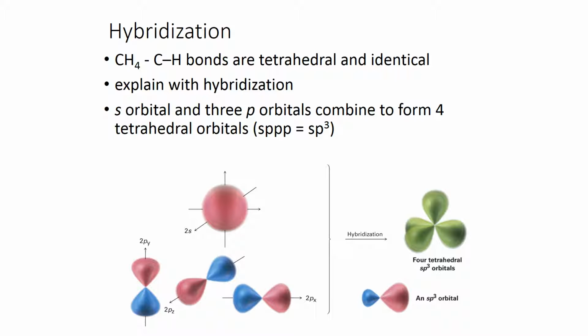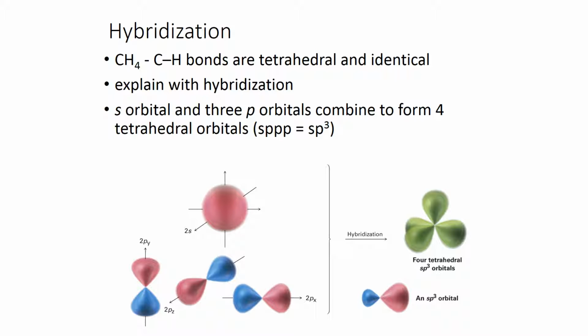I cannot do that with these orbitals over here directly, because I have one orbital that's different from the other 3. And if I try to overlap these with some hydrogens, then what happens is you get one bond that's different from the other 3. So what do we do to explain this?